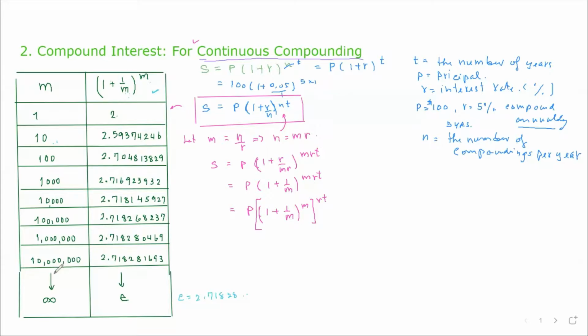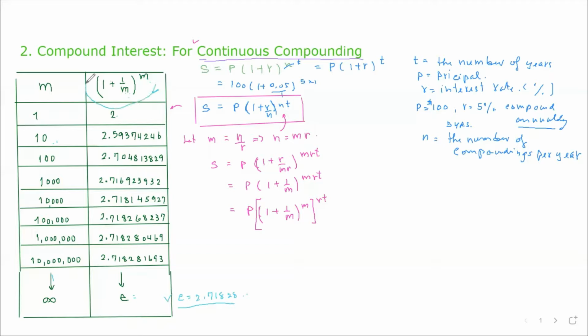So if m is increasing without bound, up to infinity, then you can see that this 1 plus 1 over m to the power m is going to equal 2.71828 and something, and so on. Then they name this one e. So this value of e comes from this definition. So then we know e is approximately this one. Okay.